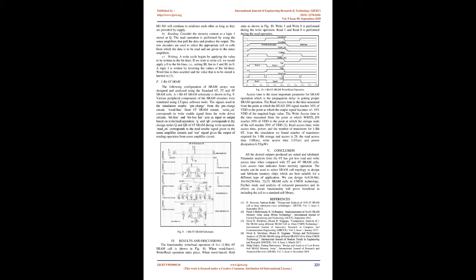6T SRAM schematic. Each bit in SRAM is stored on 2 cross-coupled inverters formed by 4 transistors and has 2 stable states which are used to denote 0 and 1. 2 additional access transistors serve to control the storage cell during reading and writing operations.